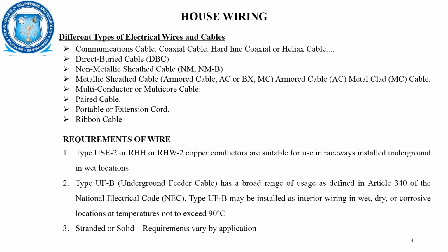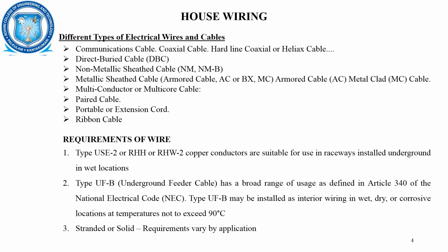These are the different types of electrical wires and cables, with their standard names: the communication cables, coaxial cables, hardline coaxial or a helix cable, direct buried cable, non-metallic sheath cable, metallic sheath cable, armored cable, metal clad cable, then multi-conductor or multi-core cable, paired cable, portable or extension cord, ribbon cable, etc. All these cables or wires are used application-specifically.